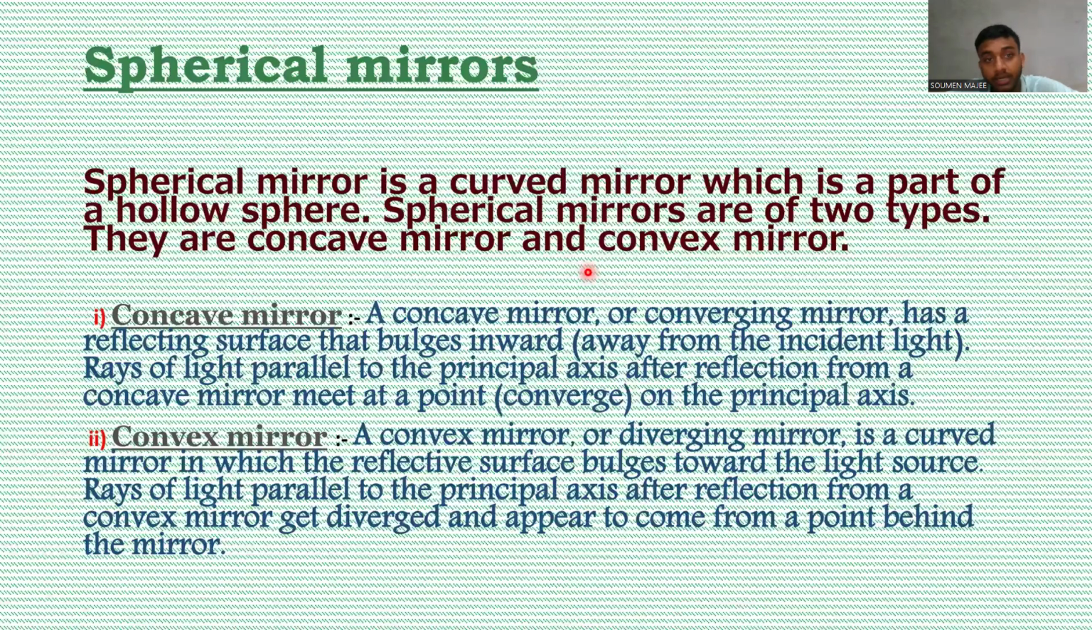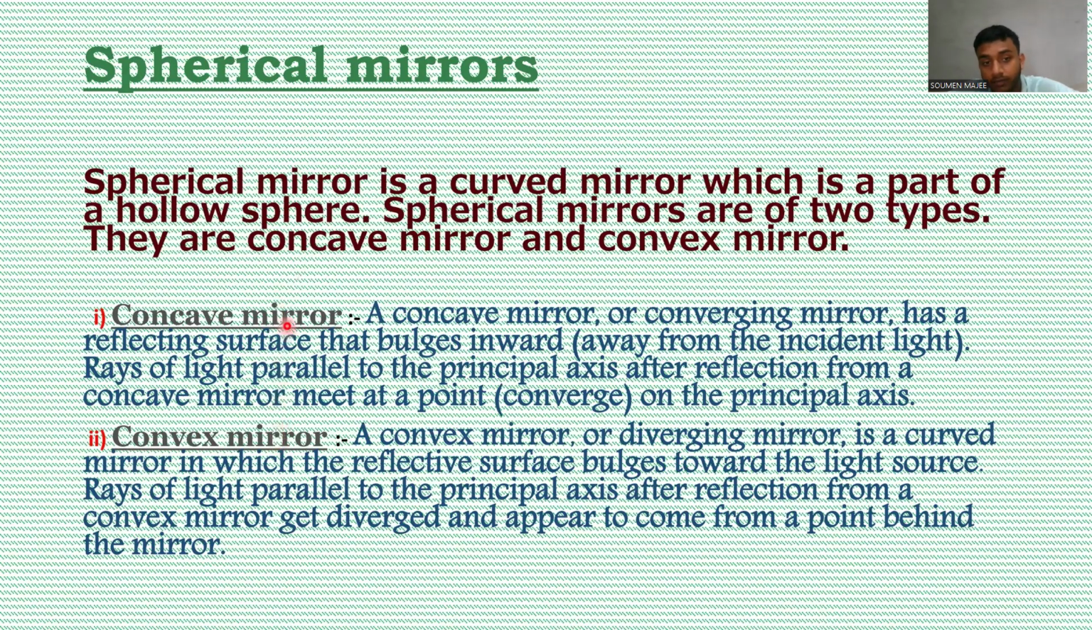Next we come to mirrors, because generally in our daily life, mirrors are most used for reflection. The mirrors are generally spherical mirrors. Spherical mirrors means a curved mirror, like a curve which is a part of a hollow sphere. That is, it is taken from a hollow sphere and has a curved structure. And these are generally of two types: one is concave, another is convex.